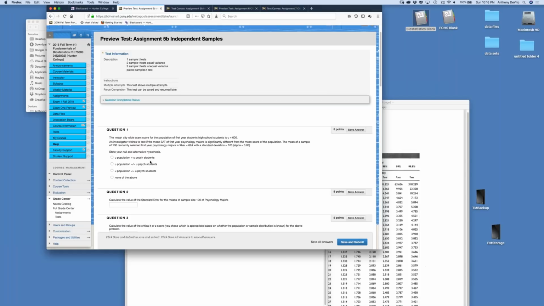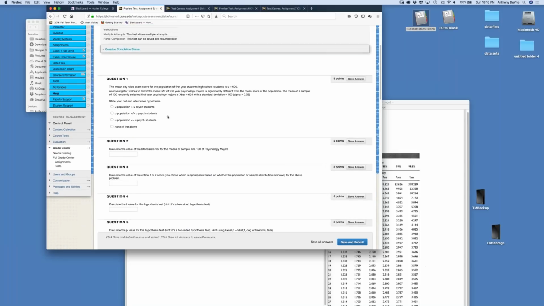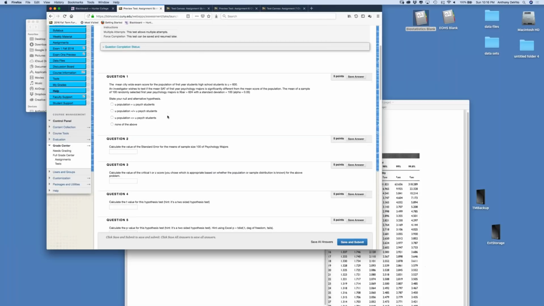So I'm going to just make that so everybody gets scored correctly on that. But the top two are the null and the alternative hypothesis. So for whatever that's worth.